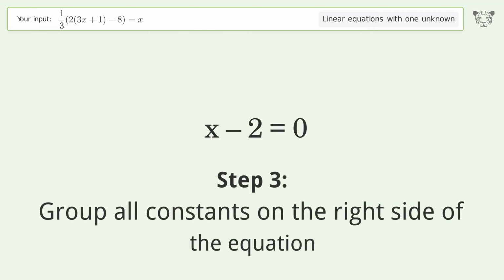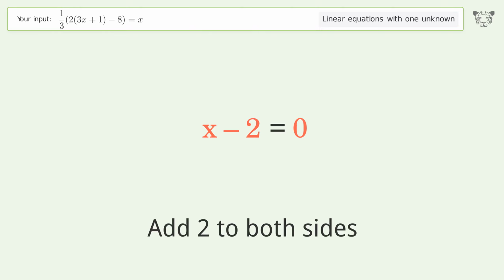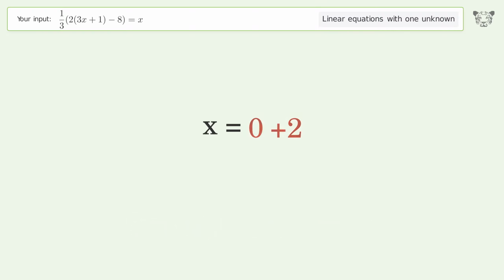Group all constants on the right side of the equation. Add 2 to both sides. Simplify the arithmetic. And so the final result is x equals 2.